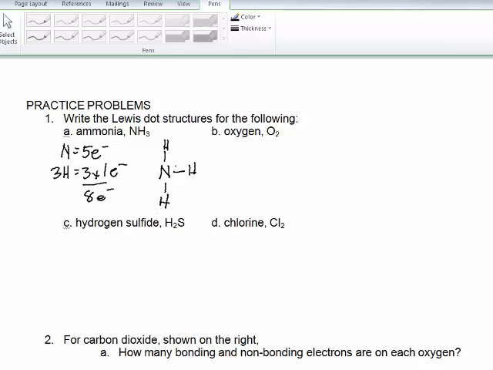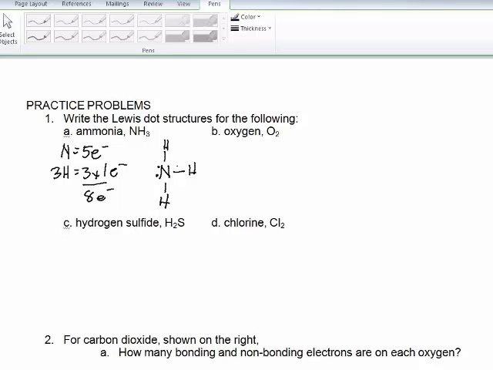I have 1, 2, 3 bonds, a total of 6 electrons. I started with 8, so I should still have 8. We need to distribute 2 more electrons. We will never ever draw a lone pair on hydrogen. Hydrogen always has just 1 bond and it's happy, so that lone pair, the last 2 electrons, need to be drawn on the nitrogen.